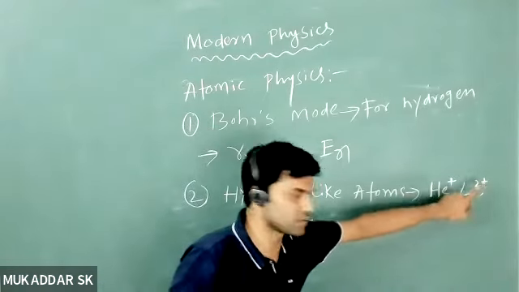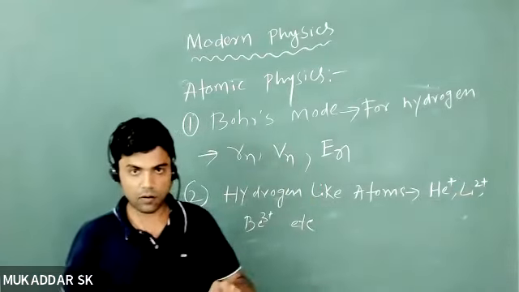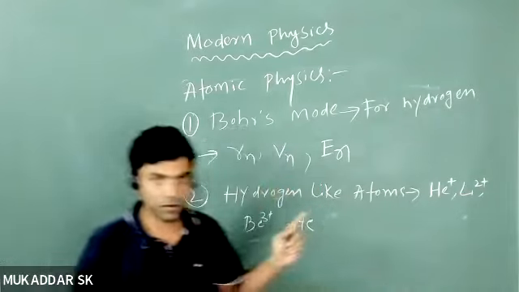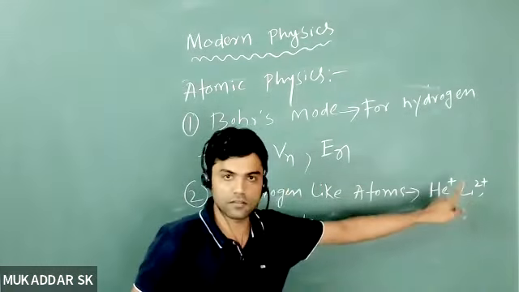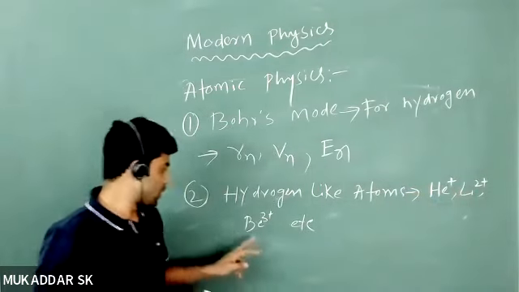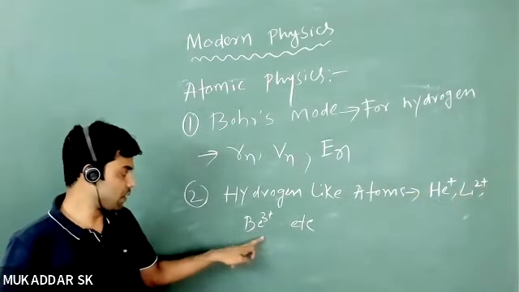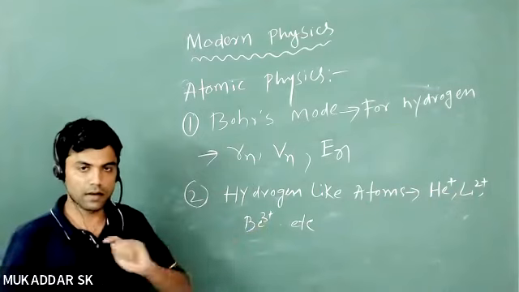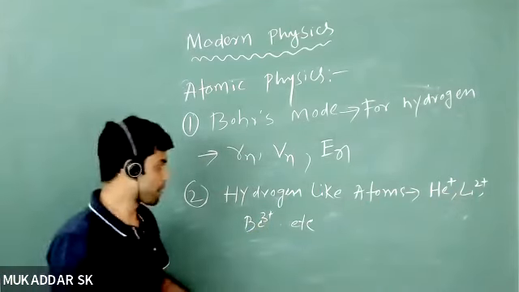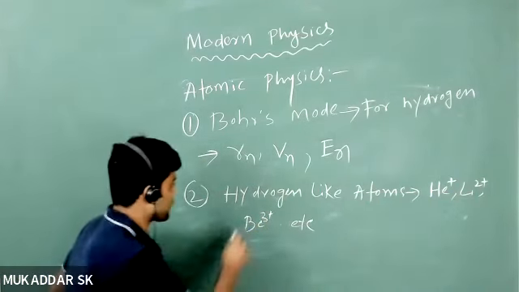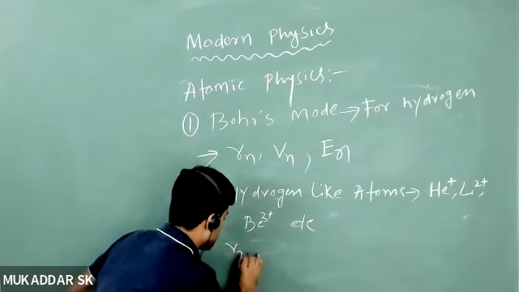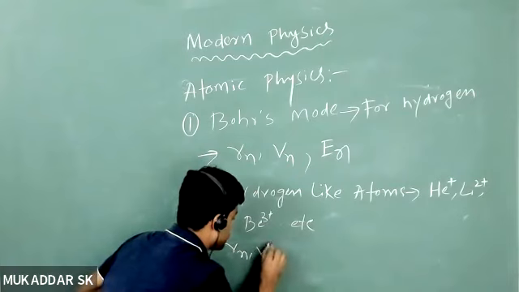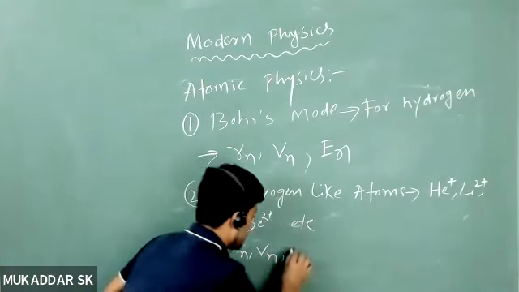Similarly, lithium 2 plus. Lithium has 3 electrons, but 2 plus means 2 electrons are removed, so it will have 1 electron. That's why it is hydrogen-like. Similarly, beryllium 3 plus will also have 1 electron. So we'll derive the expressions for hydrogen-like atoms for the radius of the nth orbit, then the speed of the nth orbit of the electron, and energy.